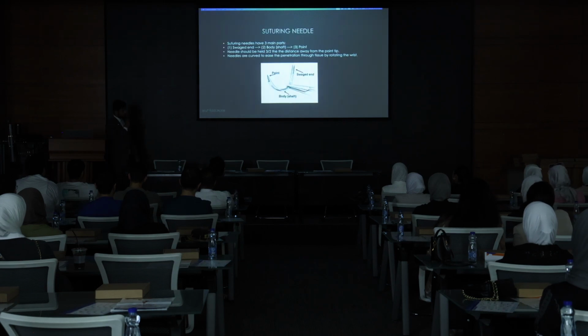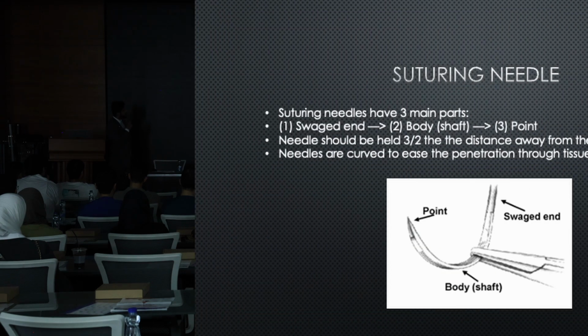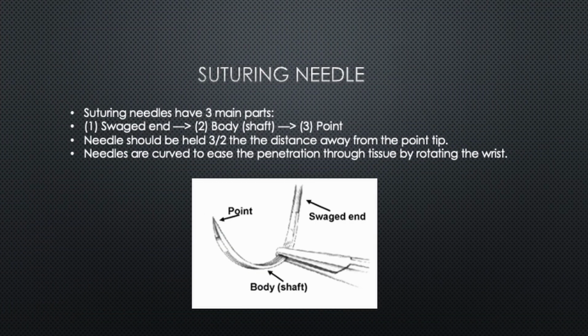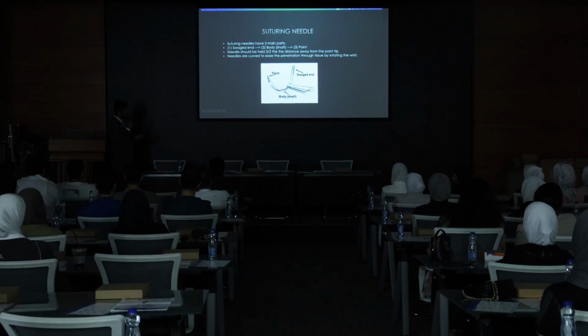So the suturing needle has different parts. The first part that's closer to the thread is called the swaged end. Then you have the body, then you have the point. The needle should be held two-thirds of the way from the point. Needles are curved to ease the penetration and movement through the tissue by rotating the wrist.